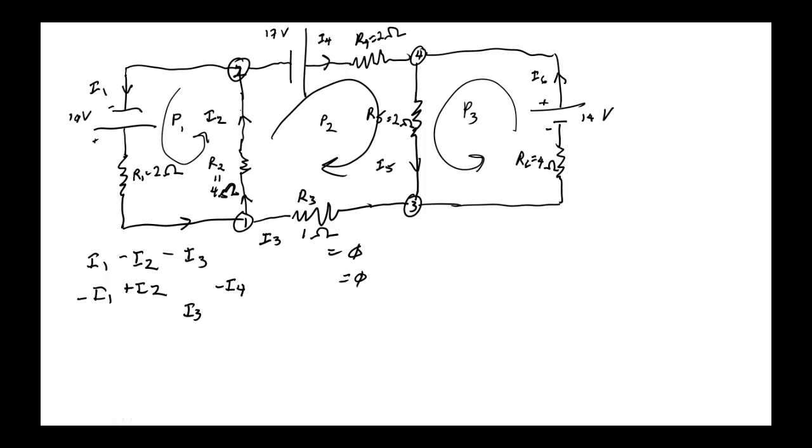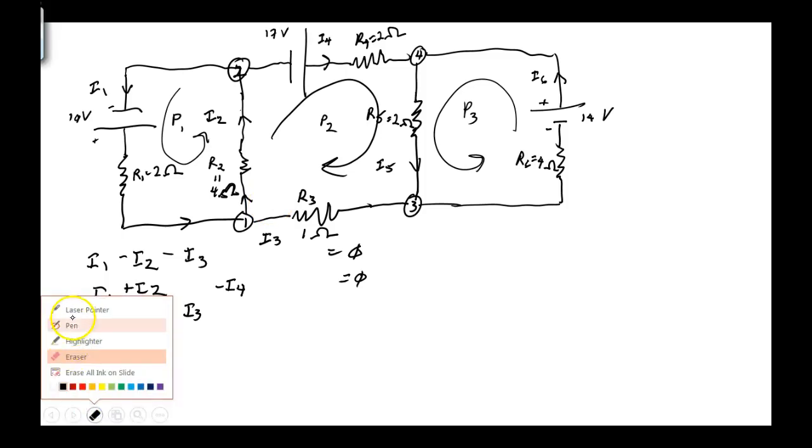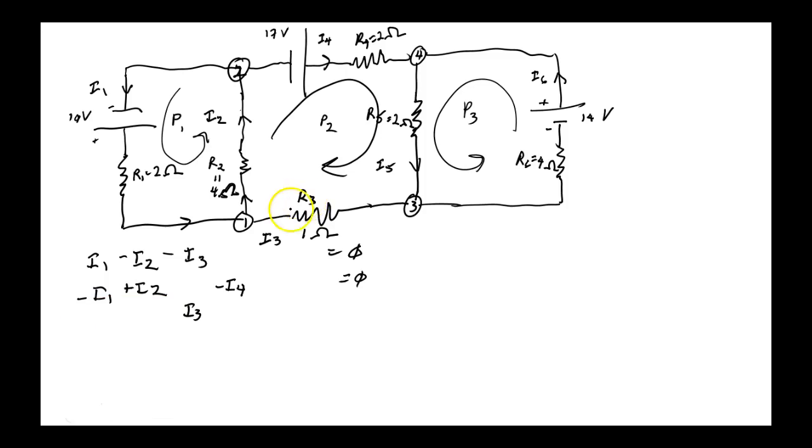Junction 1. Yeah, I1 is coming in, so I made that a plus. Oh, but that makes, okay. I3 was going the other way, so I3 is coming in to I1. I see what you're saying. Okay. So that makes that a plus I3, right? I1's coming in, I2's going out, I3's coming in. Okay.